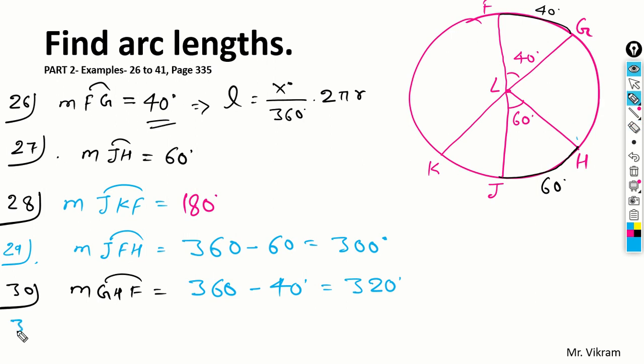Next question, we have 31. Measure of arc GHK. Let's check this again, up to this. So again, it is making a diameter here. So again, it is a half circle, right? You can see this is a diameter. So it is making a half circle. So this will be again 180 degrees. Next we have 32.